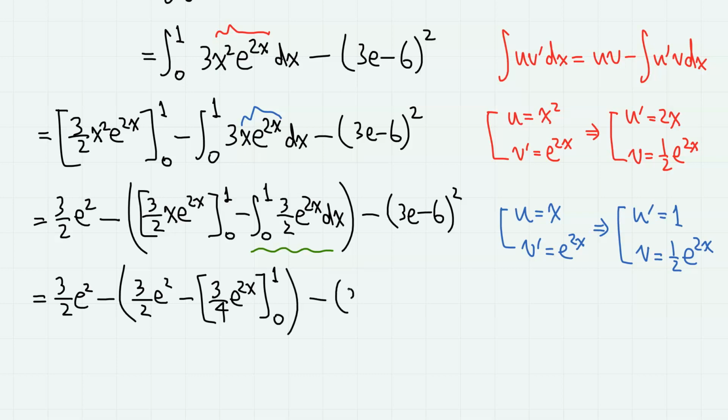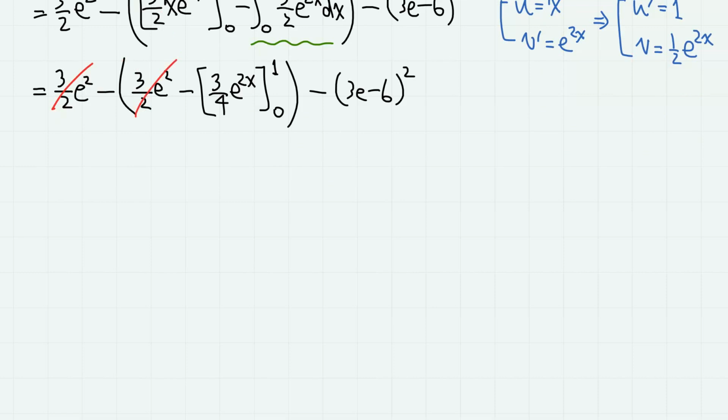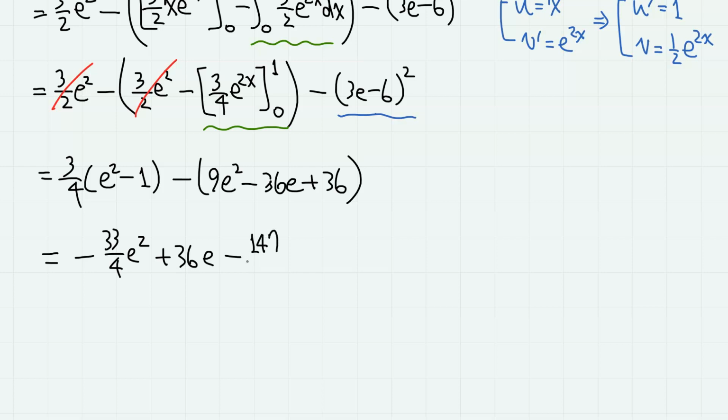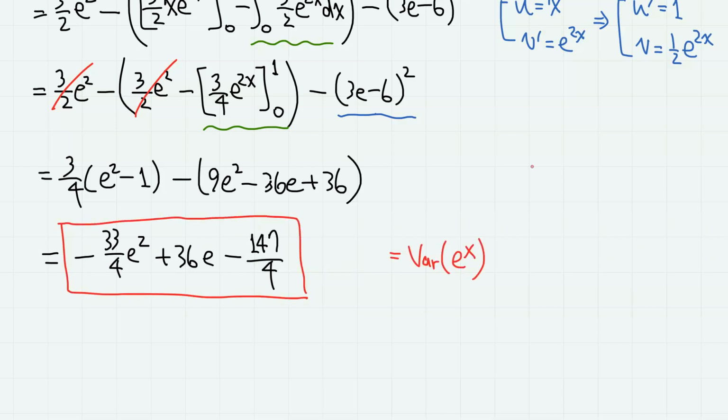So we have this minus (3e minus 6) squared. So these two terms cancel out and we have this term. So 3 over 4 e squared minus 1 minus this part expanded. So 9e squared minus 36e plus 36, which gives minus 33 over 4 e squared plus 36e minus 147 over 4. And this is the variance of e to the X.